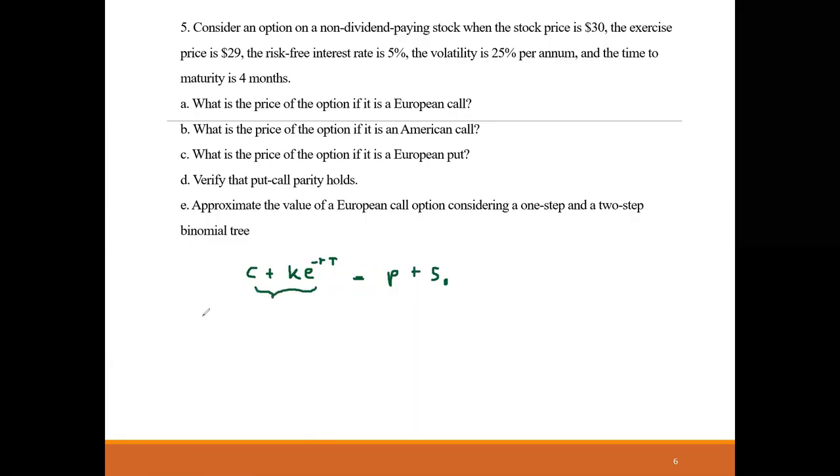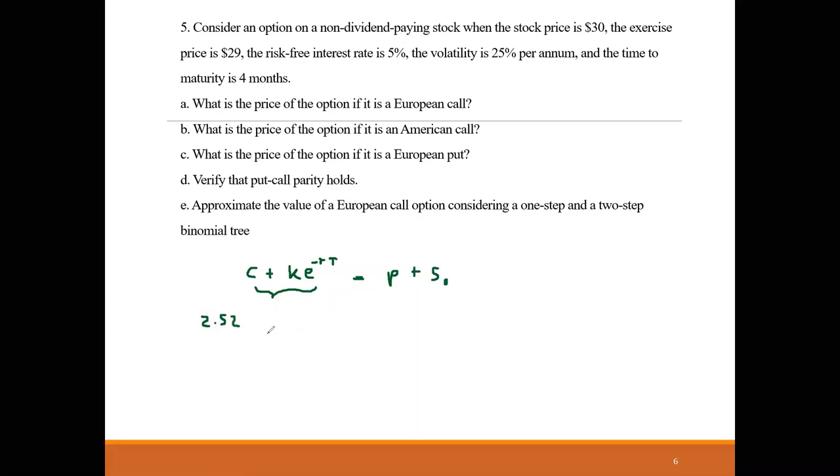The call price we got is 2.52. The exact value using Excel was 2.53, right? But in our calculations we got 2.52, plus the strike price of 29 and take the present value of that, so 29 times e to the power minus 5% times 4/12. Look at the value that you would get here. So how much do you get on the left hand side?